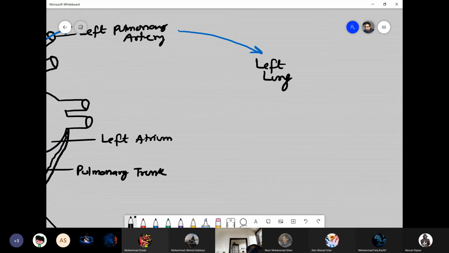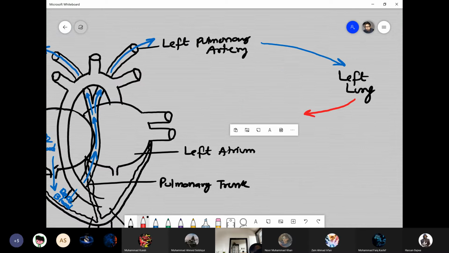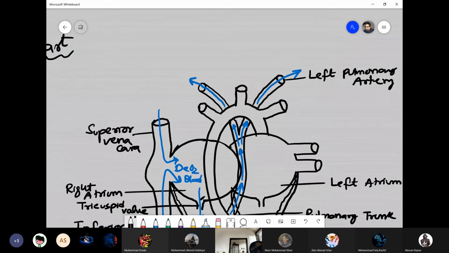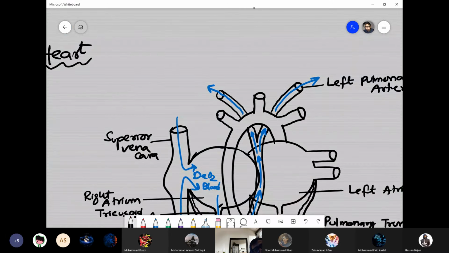Now, in the left lung, what will happen? This blood will lose the carbon dioxide and gain the oxygen. So the blood will become what? Oxygenated blood. Then, boys, this blood vessel on this side is called the right pulmonary artery.